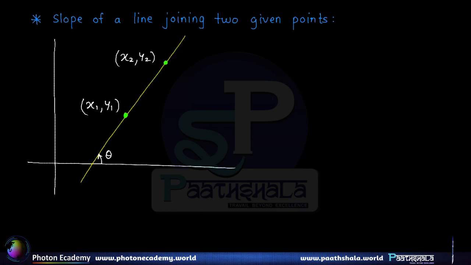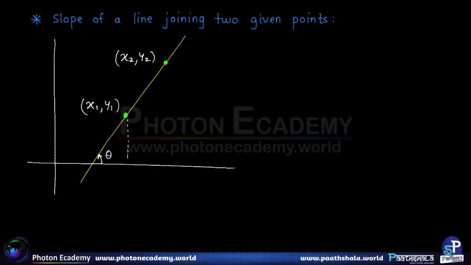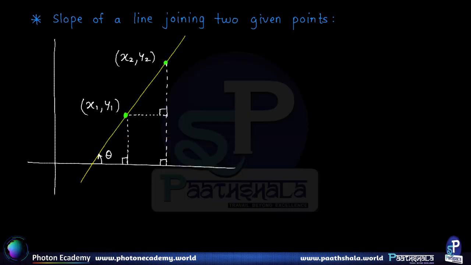Now what we do is we drop perpendiculars from the 2 points on the x-axis like this, and from the first point we draw a horizontal to the other line shown. So clearly we get right angles everywhere as shown here. Now you can definitely see that the angle theta will be made in the upper smaller triangle also.